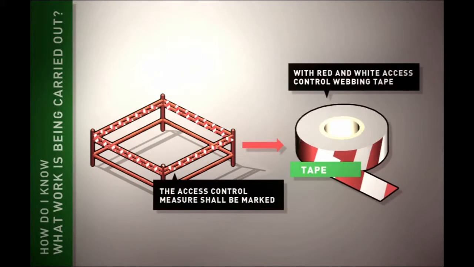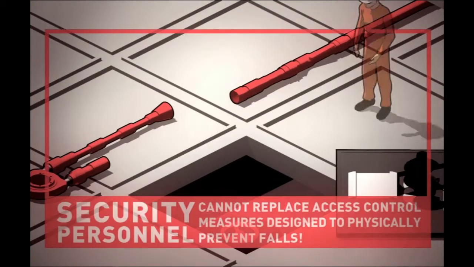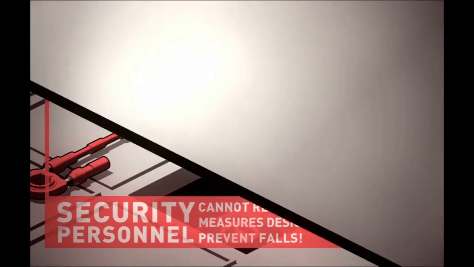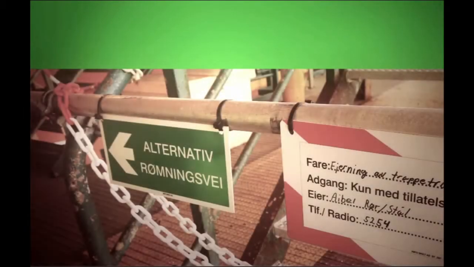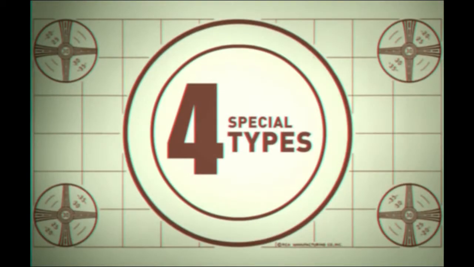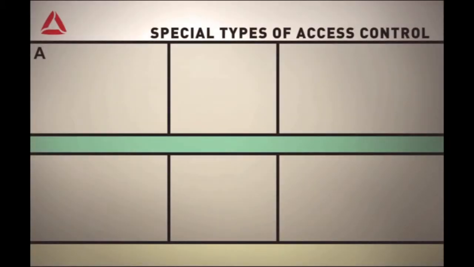The access control measure must be marked with red and white access control webbing or tape. This should be wrapped around the railing. The presence of security personnel cannot replace access control measures that are designed to physically prevent falls. If the access control measure is a physical obstacle in an escape route, the alternative escape route must be described and clearly marked. Some types of work require special access control measures.